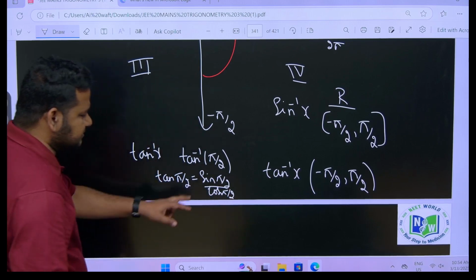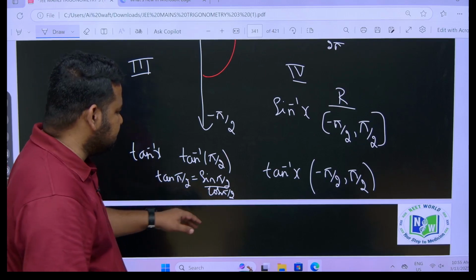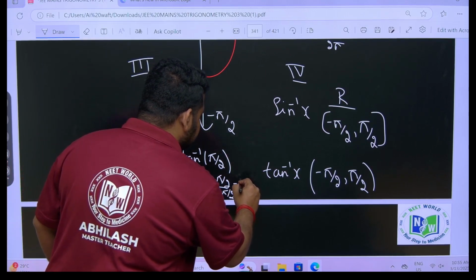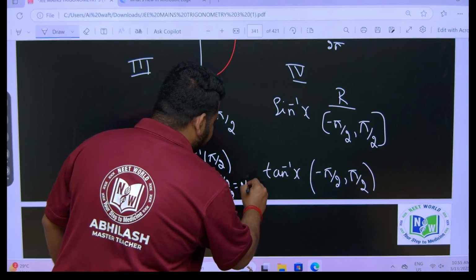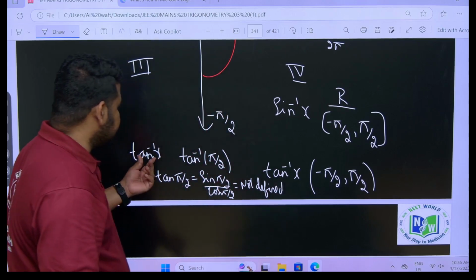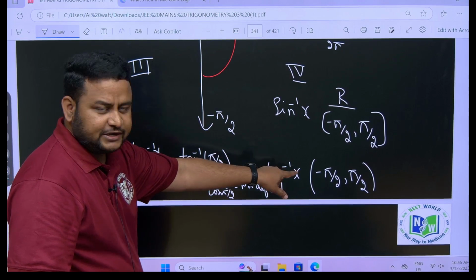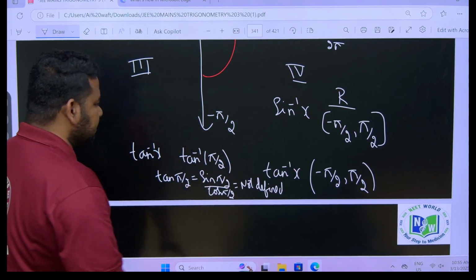Tan pi by 2 is sin pi by 2 by cos pi by 2. Cos pi by 2 is what? Cos 90 is 0. So this will become not defined. That is why for tan inverse of x, pi by 2 we should not include. Similarly, we should not include minus pi by 2. This is what you have to understand.